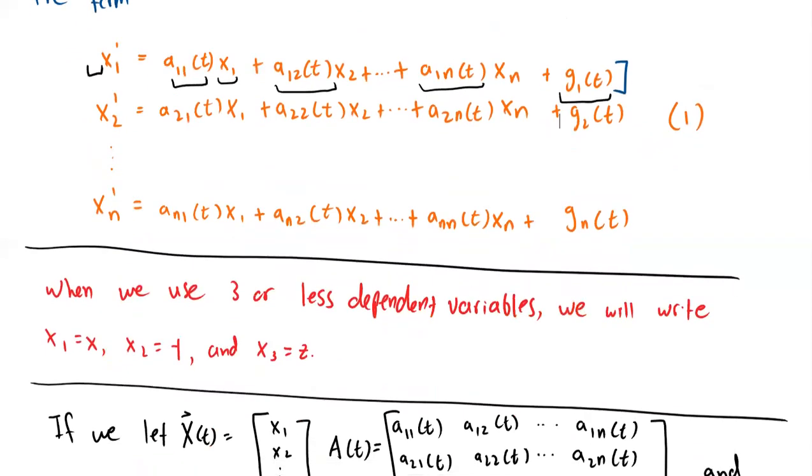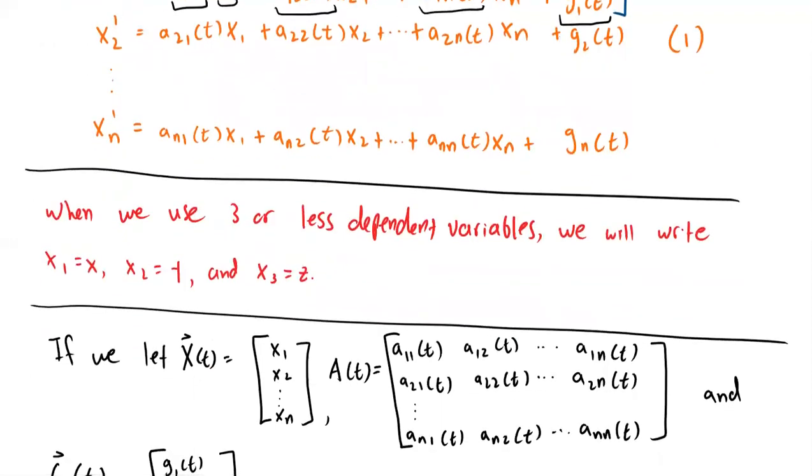Now, when we use 3 or less dependent variables, which is usually the case in any class, we're usually just going to call them x, y, and z. Right? So that's why I wrote here. Think of x1 as just being x, x2 as being y, and x3 as being z. Right? So in the examples, when we work with only 2 dependent variables, those are going to have names x and y, and the independent variable is always going to be t.